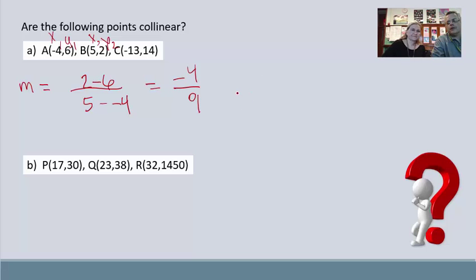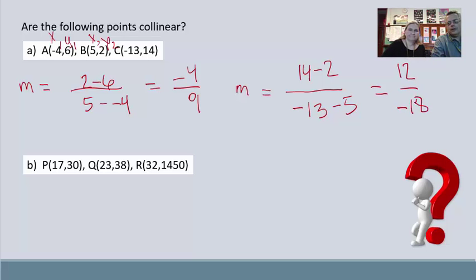Now we want to compute the slope between B and C. If it's -4/9, they're collinear, which means they lie on the same line. So we get 14 minus 2, over -13 minus 5. I think it's 12 over -18. If we reduce, we can divide them both by 6, that's -2/3. So the slope changed. It's not the same between the first 2 points as the last 2 points. So these are not collinear. Let's write this down: not collinear.